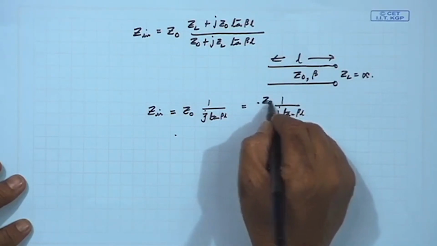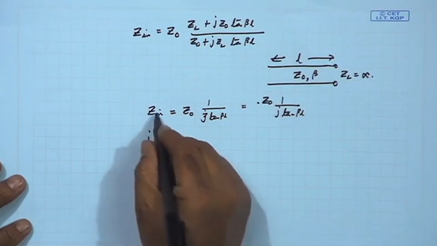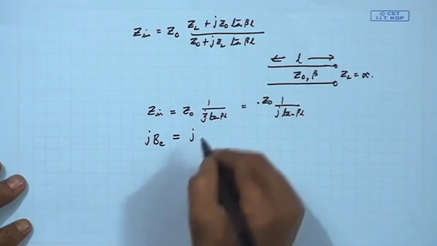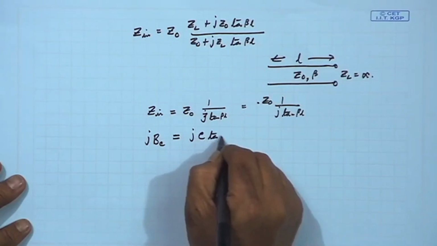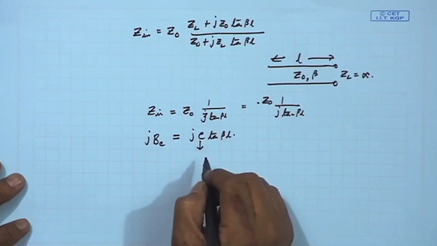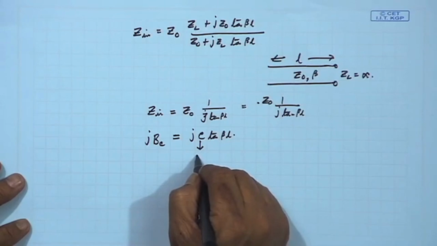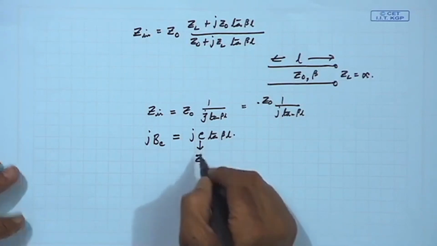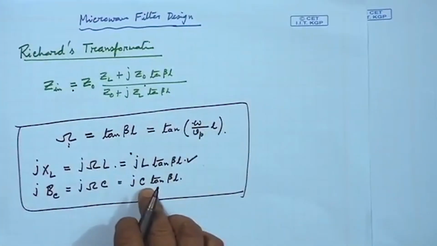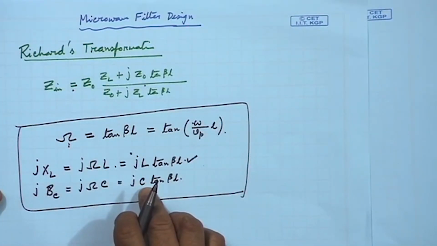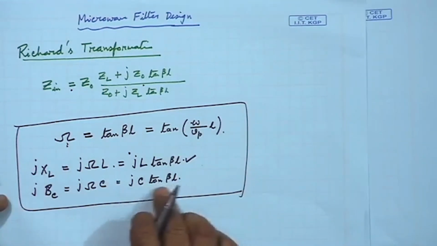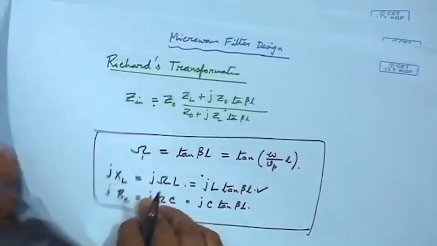Z naught. Then I can write Z in, for capacitance, I know Z is 1 by j omega C, and that I can write as j C tan beta L. So, again it shows that I need to choose this Z naught value as 1 by C. So, that is what he has done: he has chosen the characteristic impedance of the line as 1 by C, and the length is L.